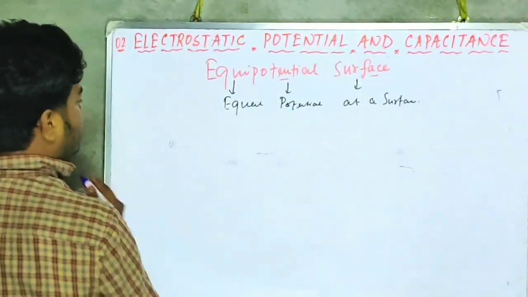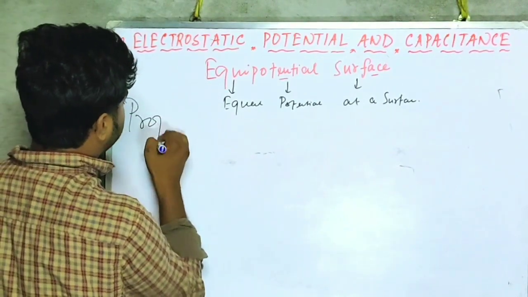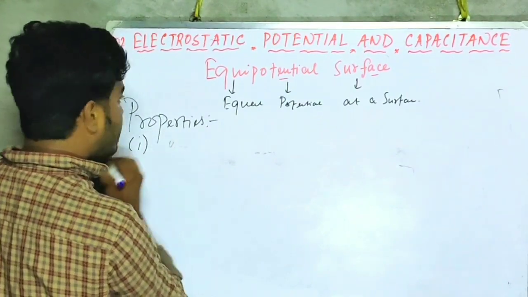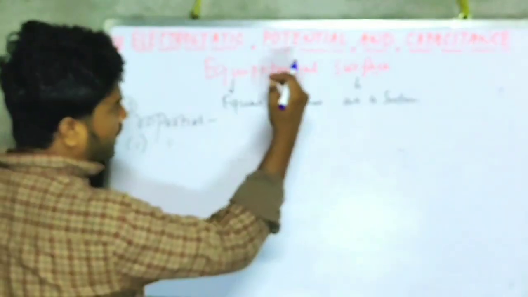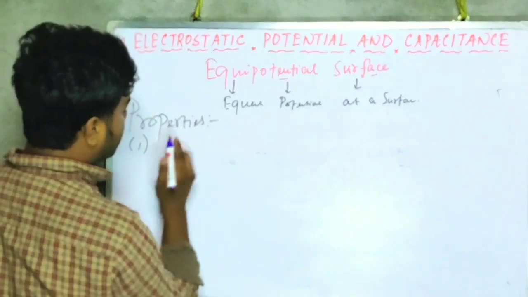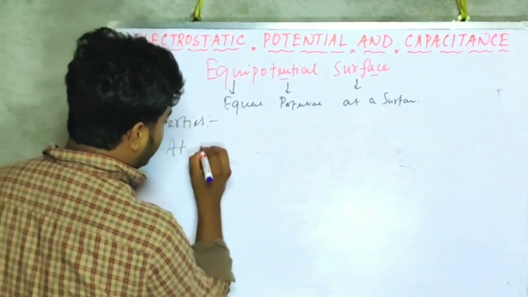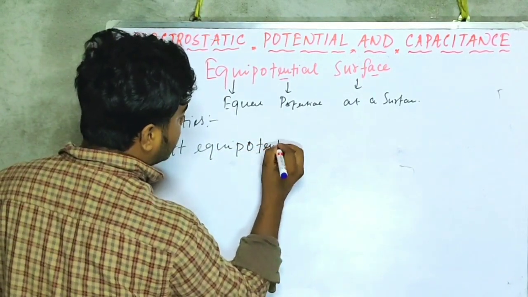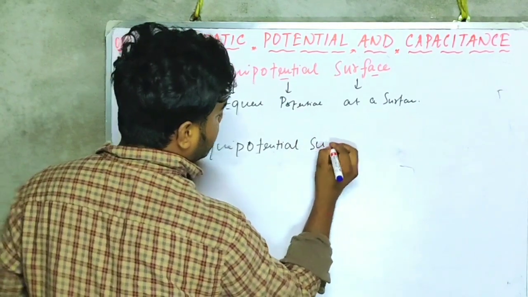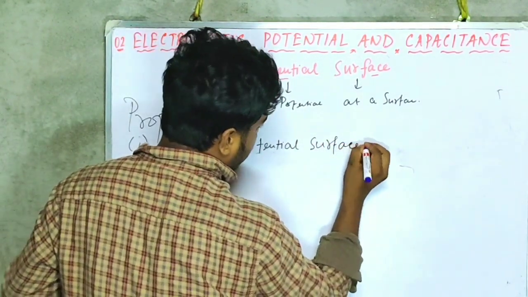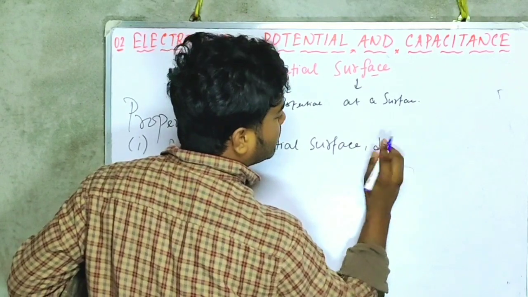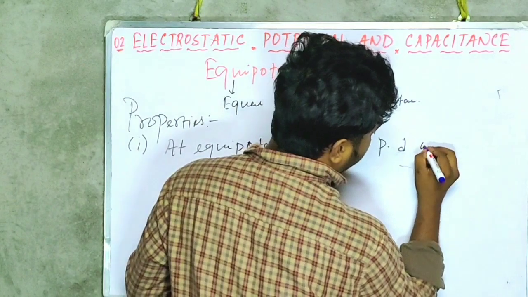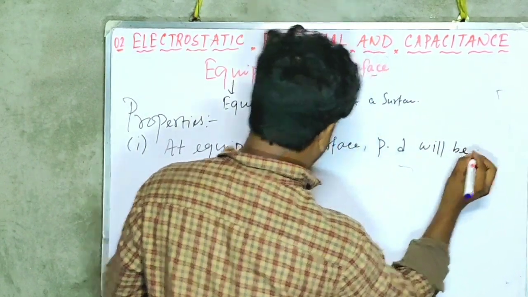First property, property number 1, that is the definition. At an equipotential surface, the potential difference will be 0.